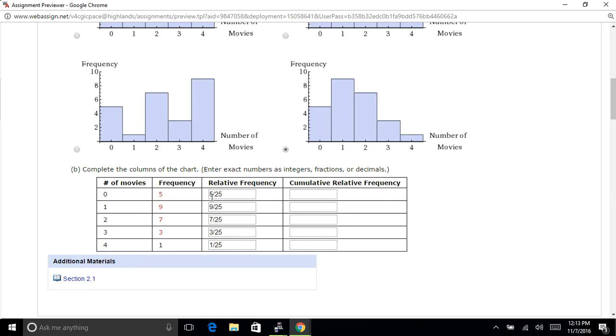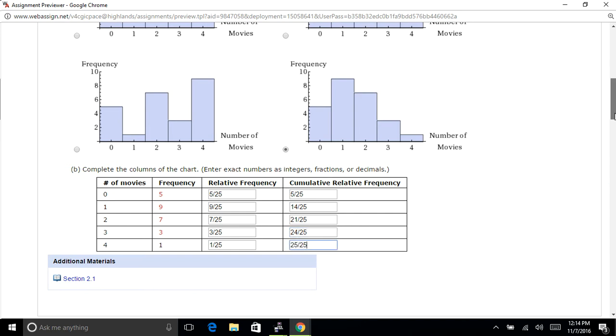All I did is I got the 5 from here, and the 25 from all of them added together. Cumulative frequency, for this one, it's going to be 5 divided by 25. And then for this next one, I'm going to add 5 plus 9, which gives me 14, divided by 25. Next one is 21 divided by 25. Why? 5 plus 9 plus 7 gives me 21. This one is 24 divided by 25. And this one is 25 divided by 25.